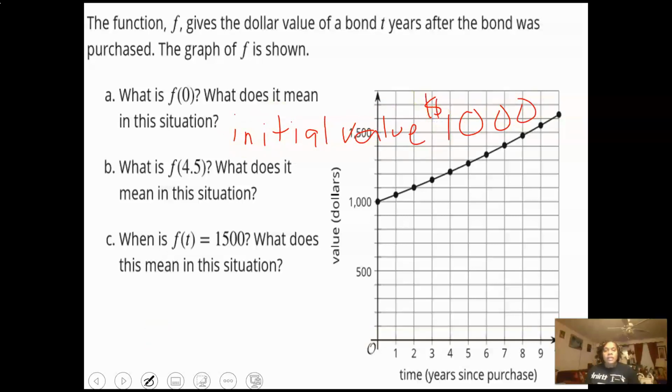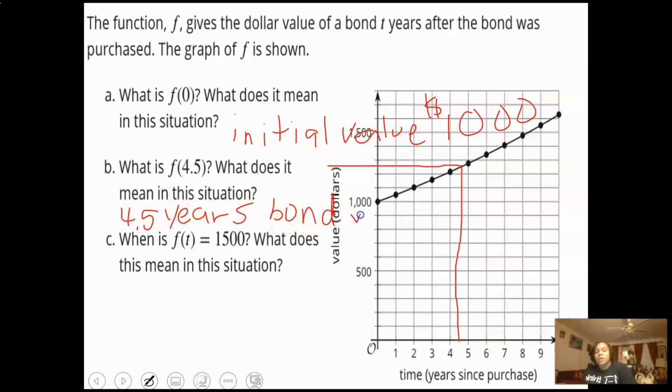Okay. So what does it mean for f of 4.5? At 4.5 years, what does that mean? At 4.5 years, f of 4.5, your bond is worth about $1,250. Right here, it means 4.5 years, bond worth $1,250.